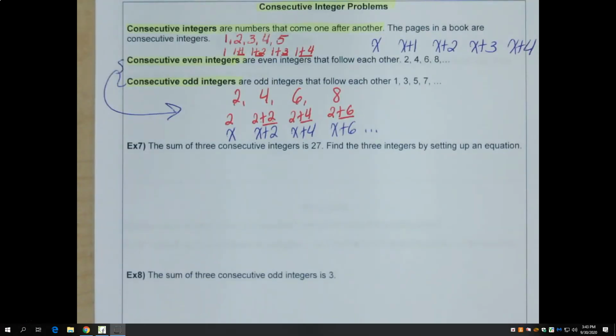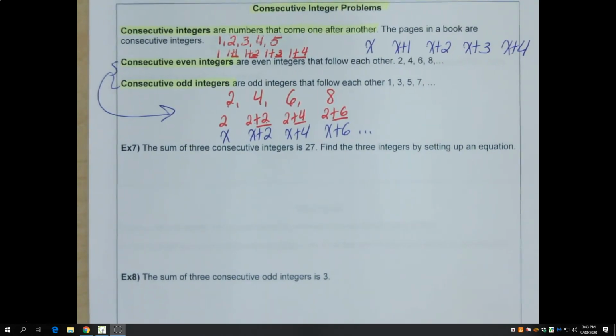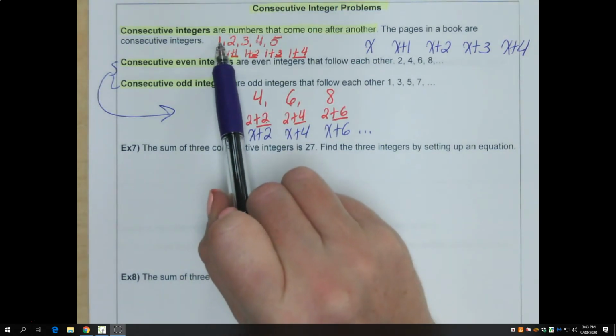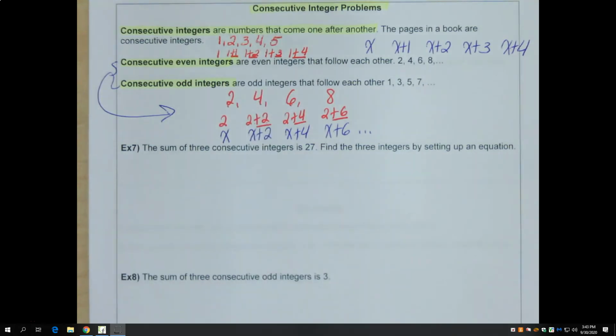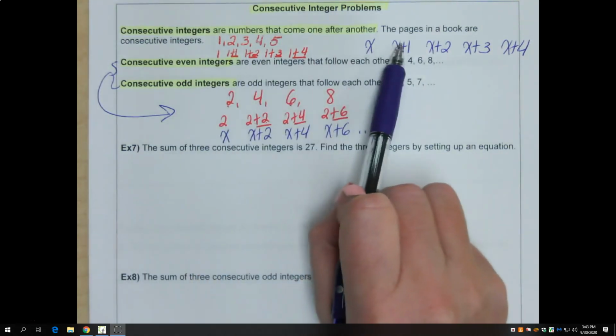All right, so as we look here on the last page, we're working with consecutive integer word problems. I just went ahead and already wrote out some notes. Please feel free to add this to your notes. So we have consecutive integers are integers that come one after another. An example of that would be numbers 1, 2, 3, 4, 5. They come one after another. Okay, I'm going to get to this example in a minute.